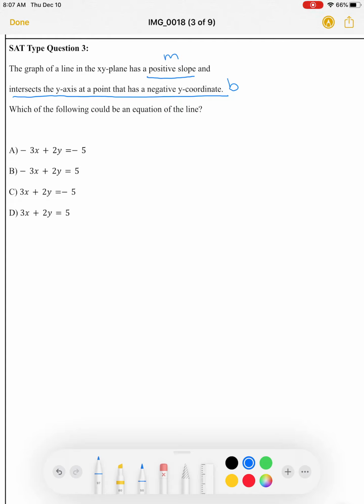To find the slope and y-intercept of options A through D, we would have to rewrite them in slope-intercept form. That means we want to get y by itself for each of them. Let's start with option A. For option A, to get y by itself, the first thing you are going to want to do is add 3x to both sides of this equation.